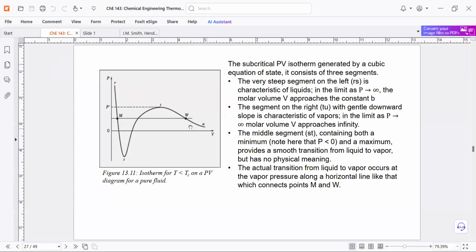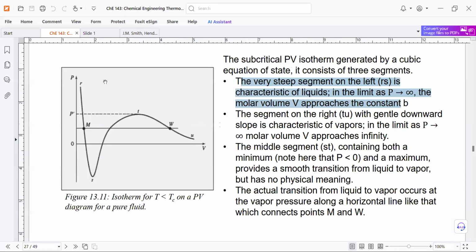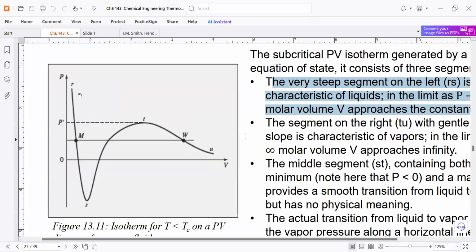So this isotherm is plotted using a cubic equation of state. And what do you notice? Since it's in cubic form, it would follow this curve. Okay. And it would seem like it has three roots, right? It's cubic in nature. Now let's observe this first segment from R to S, okay, let me zoom in. Okay, what do you notice?